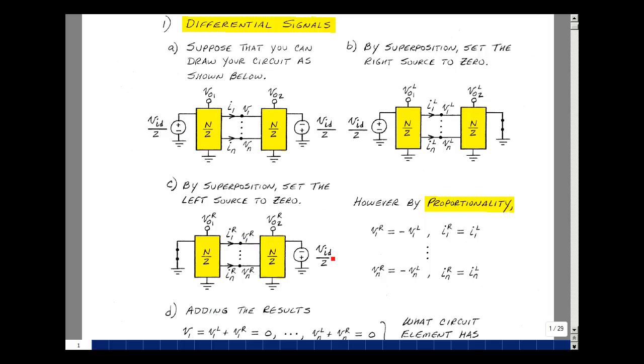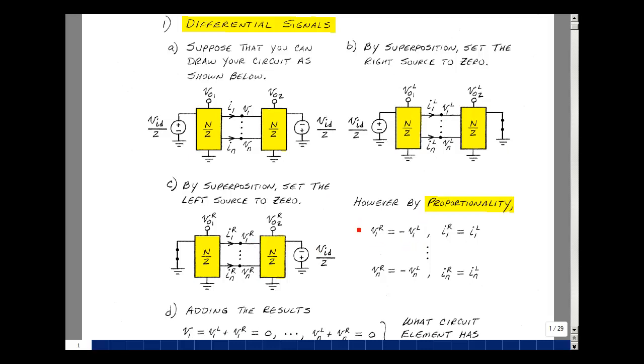Because the circuit's linear, if you take all the voltages in your circuit and multiply them by a constant, it multiplies the voltage and the current by that same constant. In this case, the constant is a -1. The voltage on these wires are in the same position as the voltage on these wires because I'm just rotating this picture. So the voltage V1R is the same as this voltage except that it has the opposite sign. V1R is the same as minus V1L.